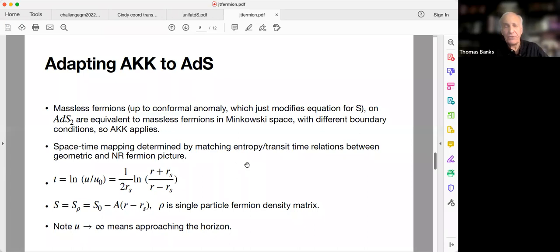Okay. So far, everything that I told you has to do with Minkowski space. But now I'm going to adapt the AKK formalism to anti-de Sitter space. And the point is that up to the conformal anomaly, I can make a mapping of massless fermions in ADS2 to massless fermions in Minkowski space. The only difference is I have to worry about boundary conditions. The place that mapping goes wrong is at the boundaries at infinity.